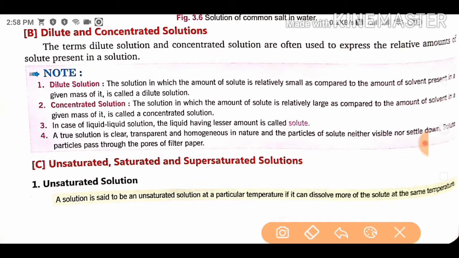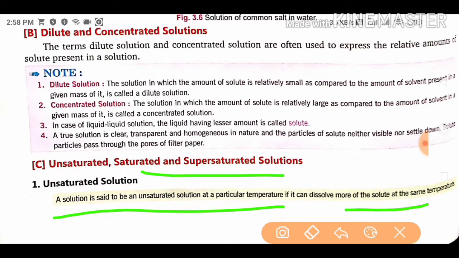Unsaturated, saturated and supersaturated solutions. A solution is said to be an unsaturated solution at a particular temperature if it can dissolve more of the solute at the same temperature. Unsaturated means the solution can dissolve more of the solute at the same temperature.